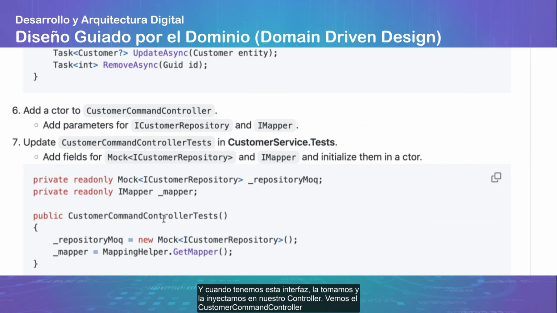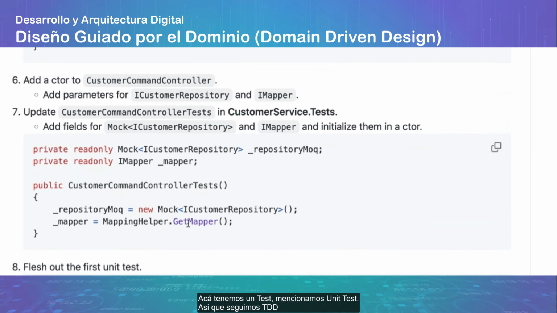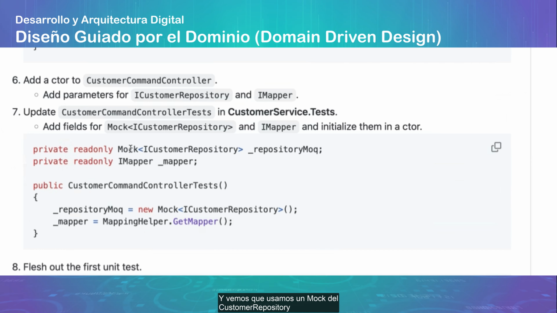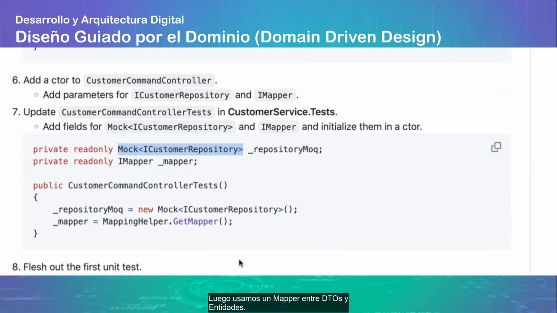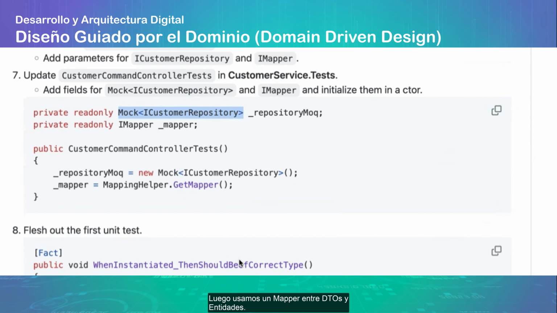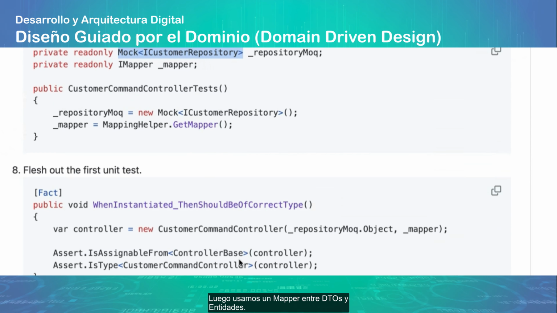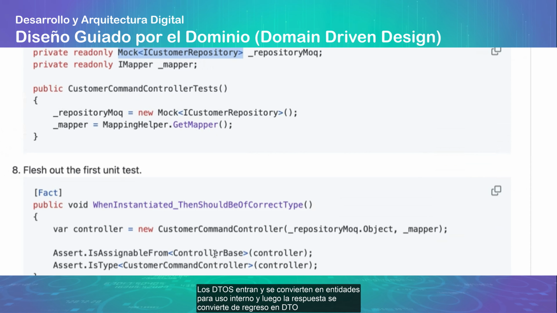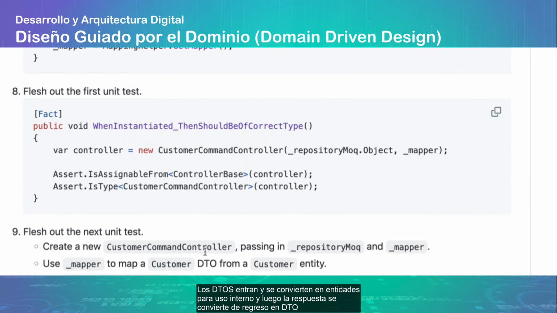So here we have a customer command controller. Here we have a test. So we mentioned unit testing. We take a test-driven approach here. We create a unit test, and we notice we're mocking out the customer repository. So pretty cool. And then we use a mapper because we're mapping between DTOs and entities. DTOs come in, and then they're converted to entities, and we deal with those internally. And then when they're returned, we convert them back.